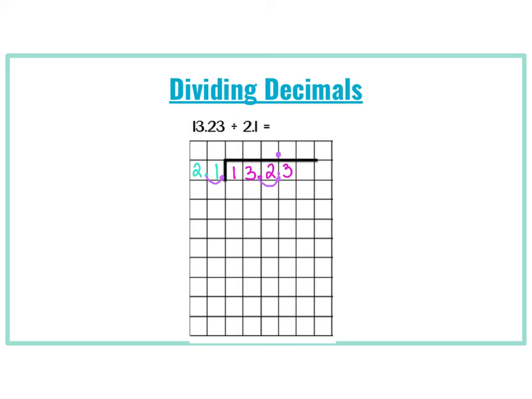So 21 cannot go into 1. It also cannot go into 13, but it can go into 132 6 times. When we multiply 21 times 6, we get 126. We subtract these two numbers, we'd have 6 left over. We'll bring down the 3. 21 can go into 63 3 times exactly. So we get a remainder of 0, and our answer is 6 and 3/10.